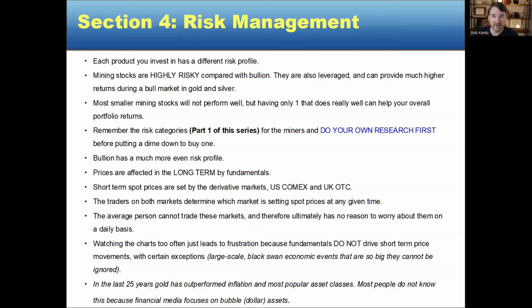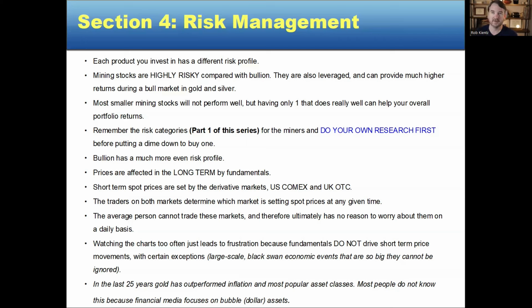All right, bullion has a much more even risk profile. There's still risk, all sorts of risks, but it's much more even over time. Prices are affected in the long term by fundamentals. Short-term prices are set by the derivative markets, US COMEX and UK OTC, with now some pull from the other Eastern markets that are starting to change that dynamic. And eventually I think we're going to have more regional market prices for gold and silver than we do now. That's going to be a development over the next, I think, 5 to 10 years.